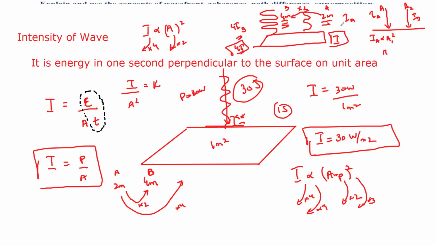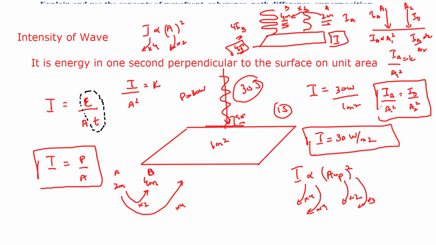So I can say the intensity of the first wave divided by amplitude square will be constant. And here also, the intensity of the second wave divided by the amplitude square will be constant. So when we compare, intensity of A divided by amplitude of A square is equal to intensity of B divided by amplitude of B square. So this is also a formula which we can use to compare the amplitude and the intensities. Even if you substitute this directly in the formula, you will get the same answer.